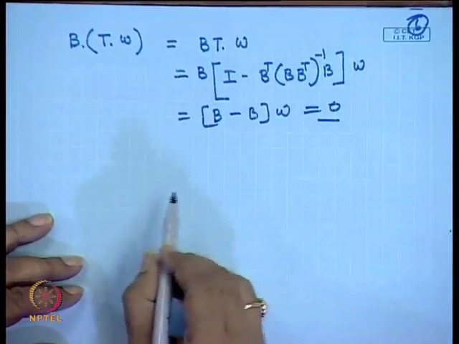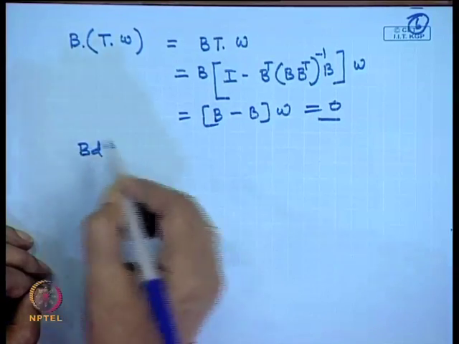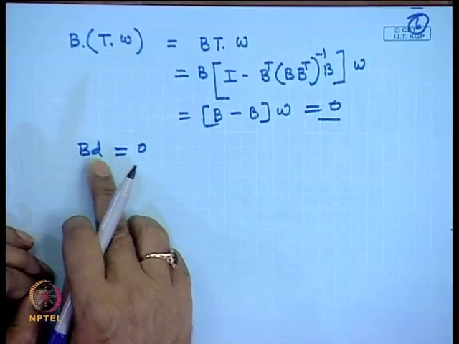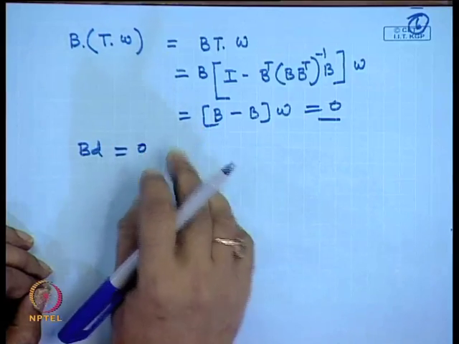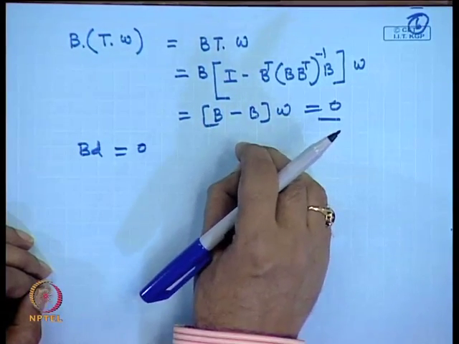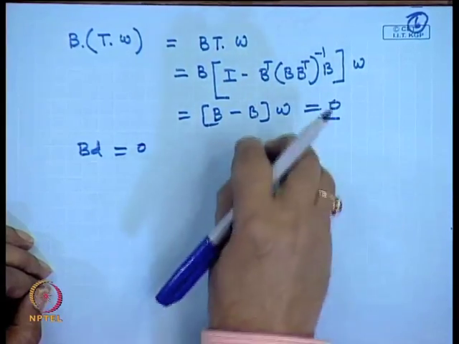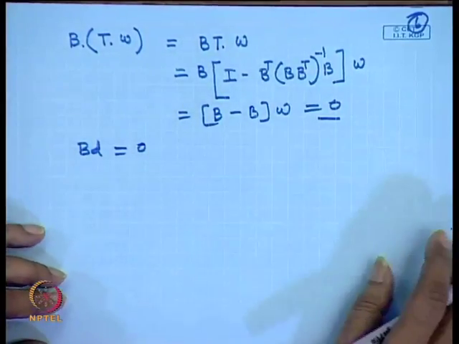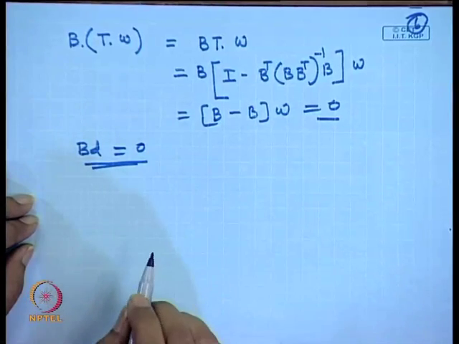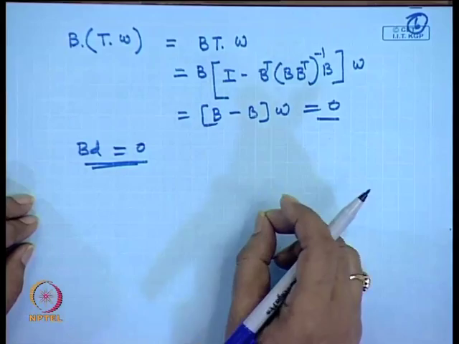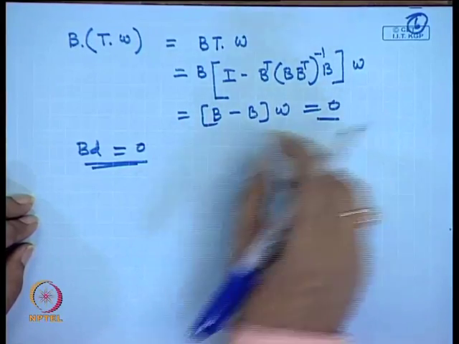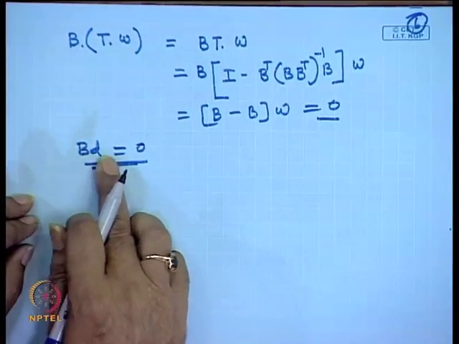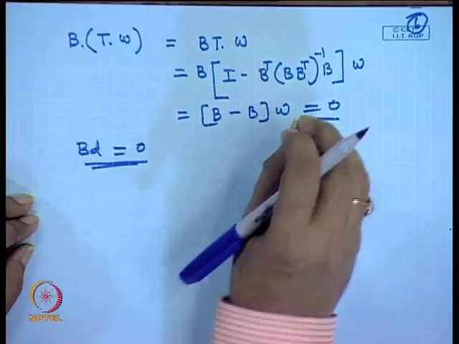So, our condition is B into D is 0, indicating the direction D should be in such a direction that B into D is equal to 0. Then that means we moved from the initial point to another point which is also an interior point in our transformed coordinates. So, this is the direction we got. Now, what is the guarantee that we have moved from y 0 to y 1 in the direction of D? No doubt, if B into D is 0, we proved that it is an interior point.